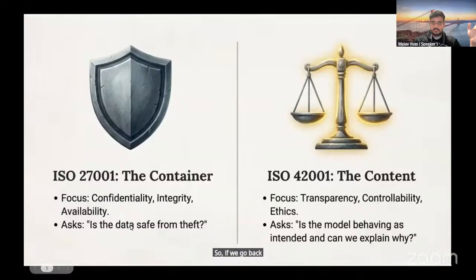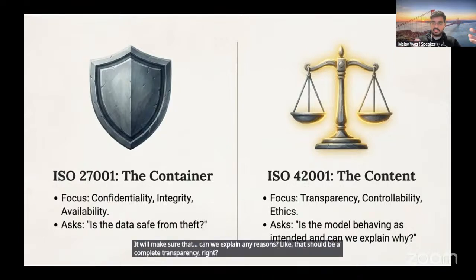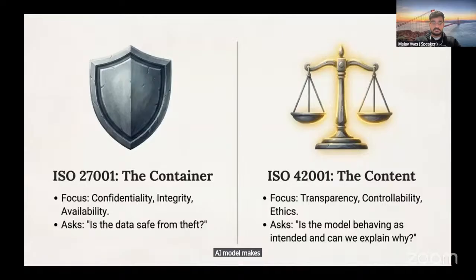So if we go back to our banking example, 42001 will ask the question: is this model behaving as intended? So that means this compliance will make sure that we don't have any biases. It will make sure that we can explain any reasons. There should be complete transparency, right? AI models make decisions which are really good, but at the same time, they can also make mistakes. So in those scenarios, we have to have a way to know why a certain decision was made.